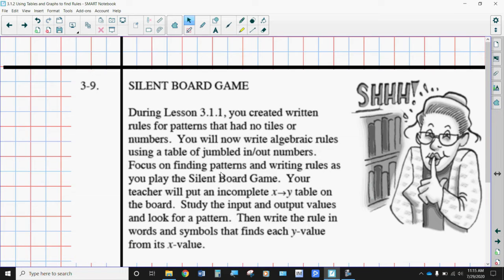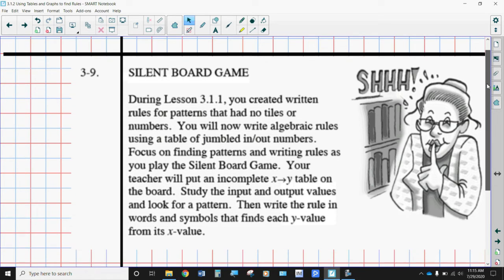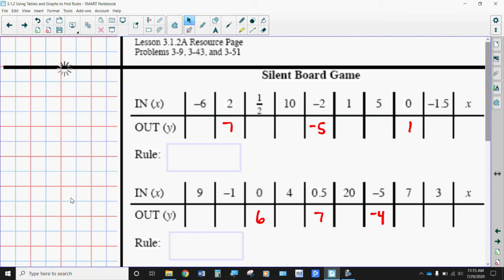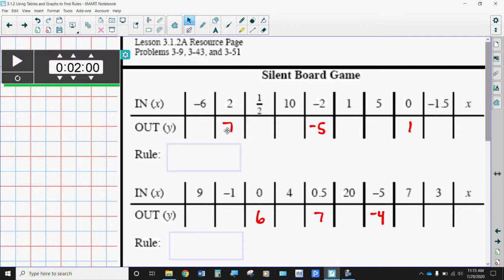Before we get to that, we're going to do a little bit of a warm-up. And I'm kind of sad that you're not in the classroom to enjoy this game. This is called the silent board game. And what I do is I put up a table of values on the board. And I give you some clues. So here are some random values of x. And there is one rule that fits that will turn the x into the y value.